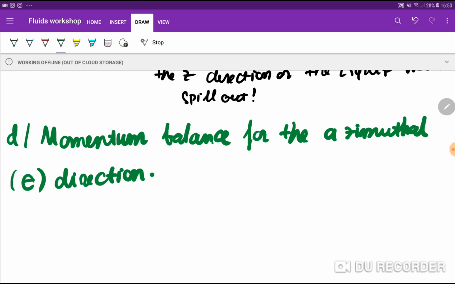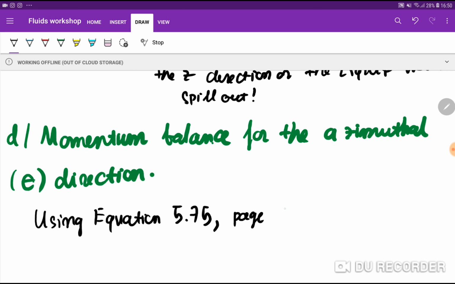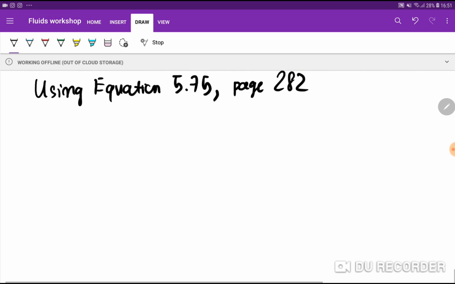Okay, so what equation will be used, and which page? I hope the page doesn't change that much from textbook edition to textbook edition, but right now I can tell you that we will use equation 5.75, page 282. Okay, let's see what it says. It says rho times, again we have the partial derivative with respect to time, but now it's in terms of u theta, so partial of u theta over t.